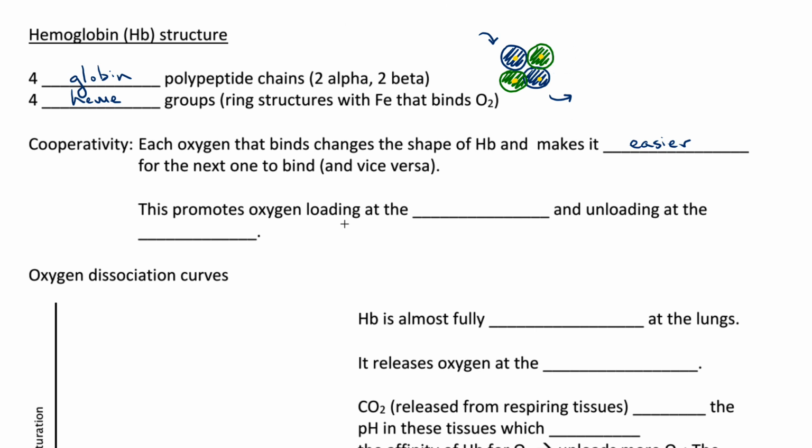And this cooperativity promotes oxygen loading at the lungs, because once the first oxygen is on, it's easier for the next ones to get on. And it also promotes oxygen unloading at the tissues, the muscles, etc., that are performing cellular respiration and need oxygen in the first place. So cooperativity promotes oxygen loading at the lungs and unloading at the tissues.